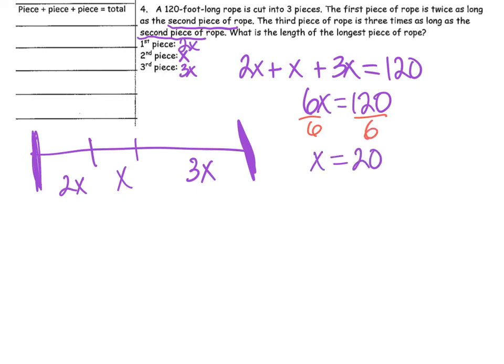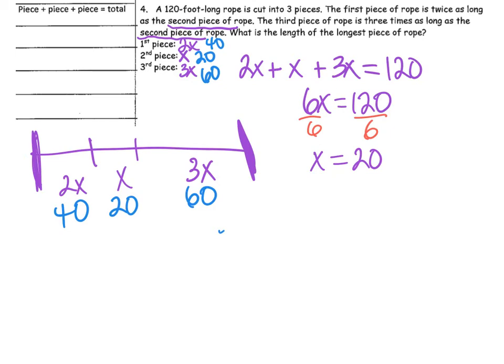20. Okay, 20 means that is my second piece of rope. So go back up to where I wrote first piece, second piece, third piece. If X is 20, 2X must be 2 times 20, 40. 3X is 3 times 20, 60. 2X is 40. X is 20. Third piece, 3X is 60. Yeah, that adds up to 120.